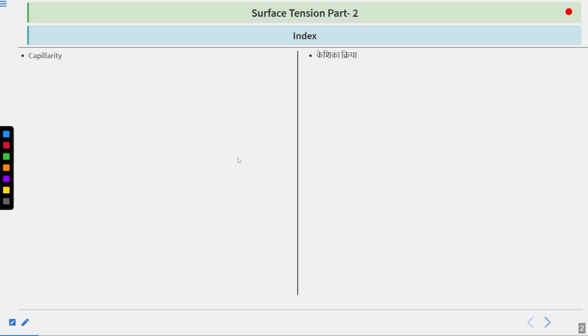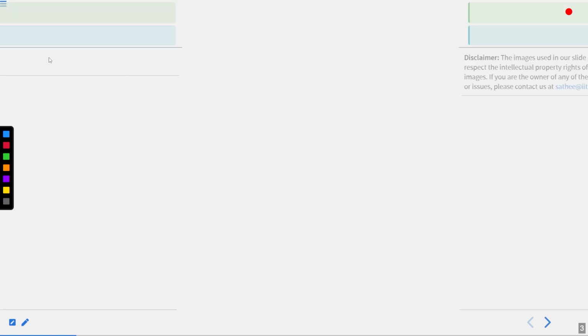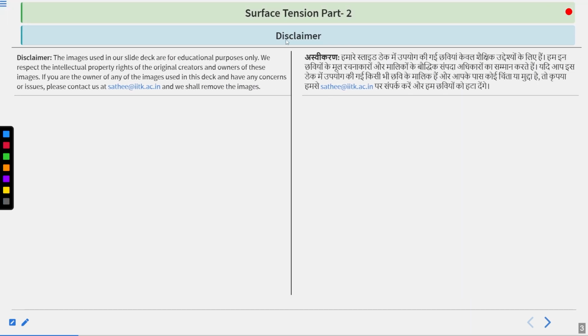Okay. In this lecture, basically, we will talk about capillarity and angle of contact. So these two topics are going to be our point of discussion in this particular lecture: capillarity and angle of contact. But as usual, before starting the actual lecture, there is a small disclaimer that we are required to understand before we proceed further.